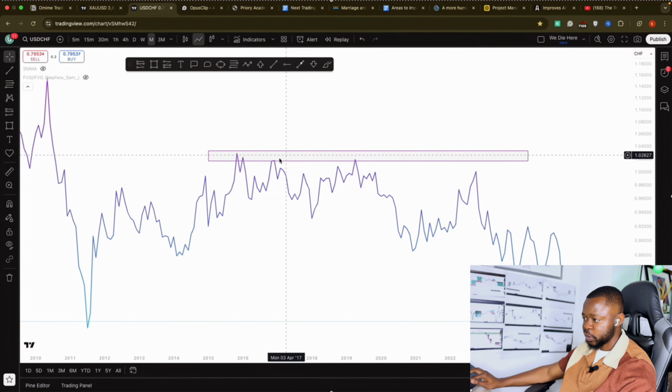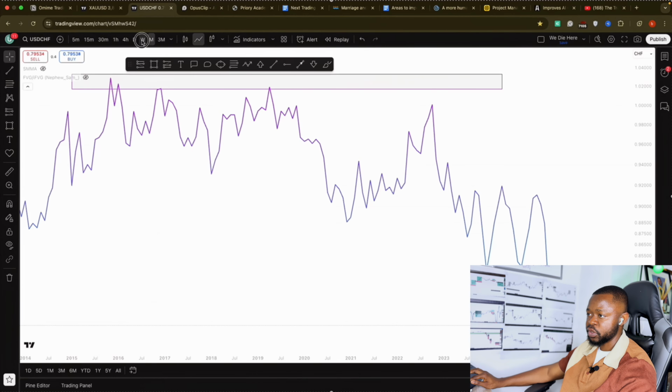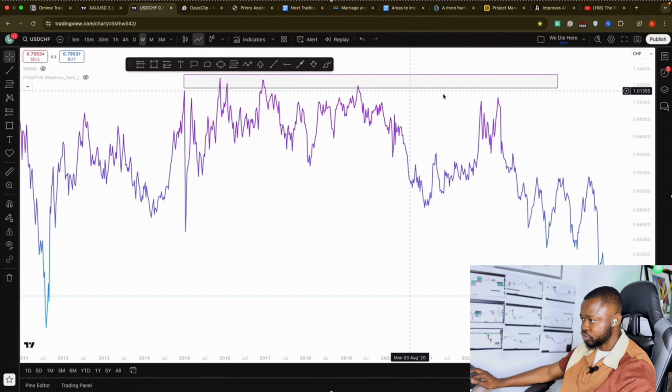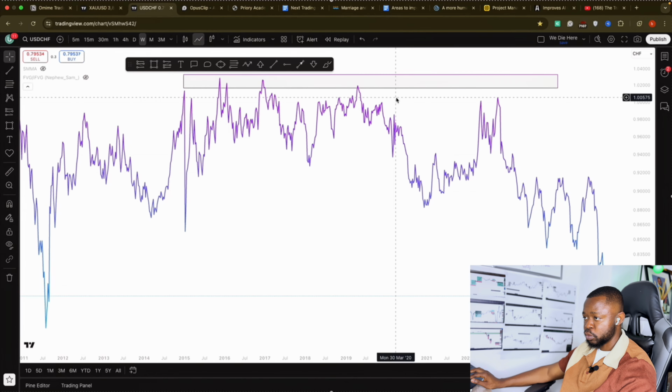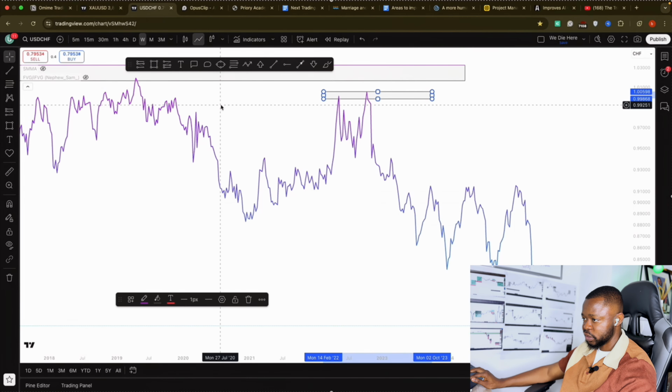So this particular point here shows you this is a closing price that buyers and sellers have agreed on the monthly time frame. So if you come to the weekly time frame, you can see how it is being represented here much more clearly. So we have a level here on the weekly time frame.